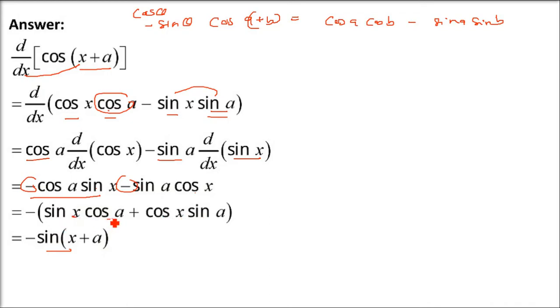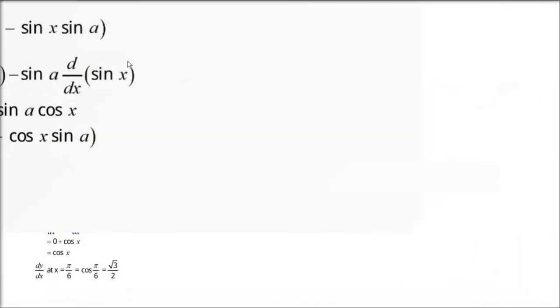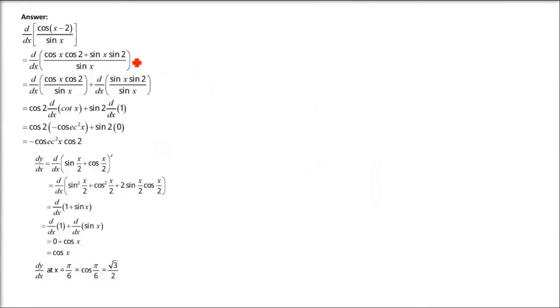This is sin a plus b. Now this is minus sin x plus a. This method is correct. This is how you have to do it, rather than doing cos x plus a as minus sin x plus a directly.